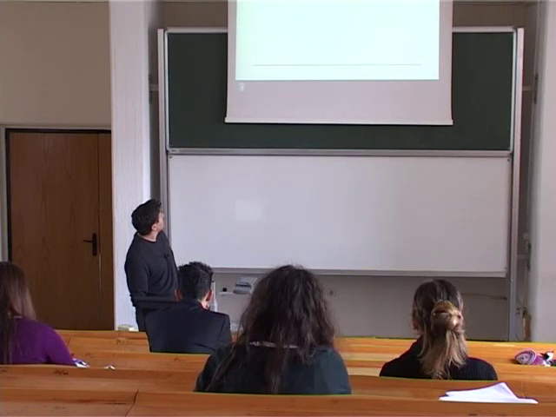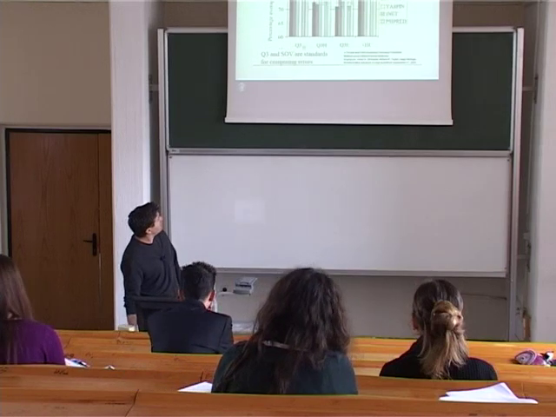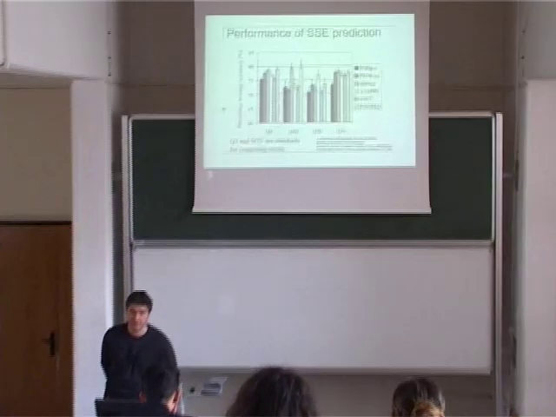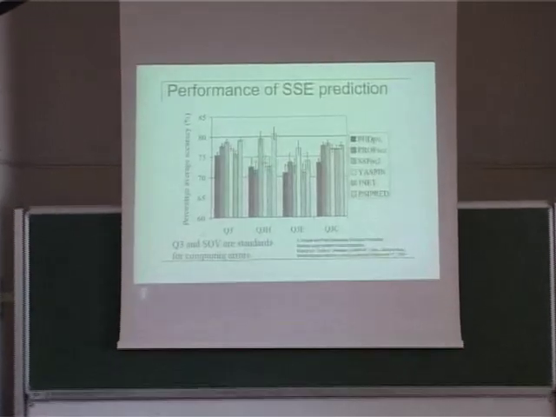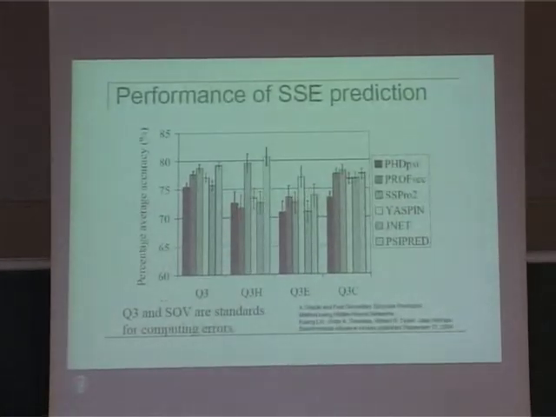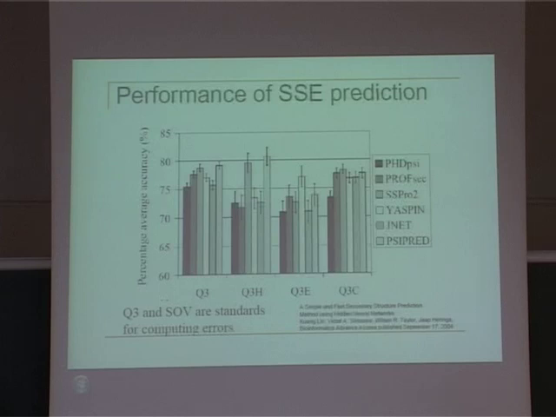The GOR method is similar, it's also a statistical based method. And this figure, I just put it there to give you a general idea about the accuracies of secondary structure prediction methods. As you can see, the accuracies lie around 80%. So 80% of the sequence can be predicted correctly in most of the cases.